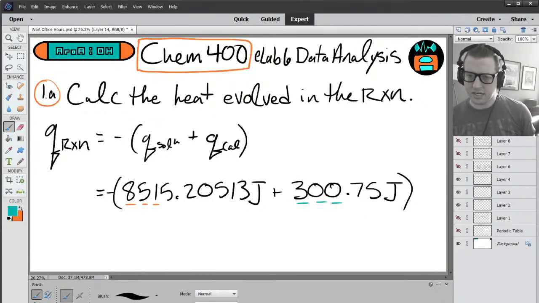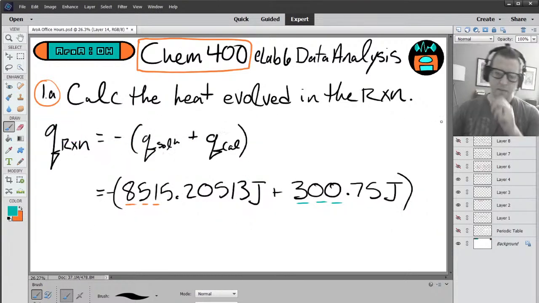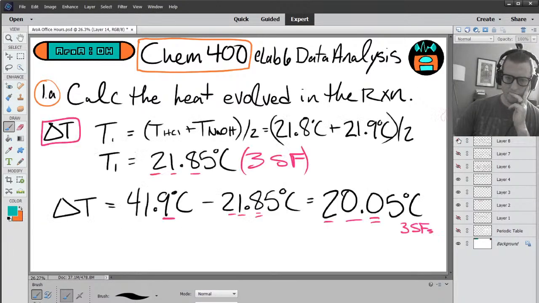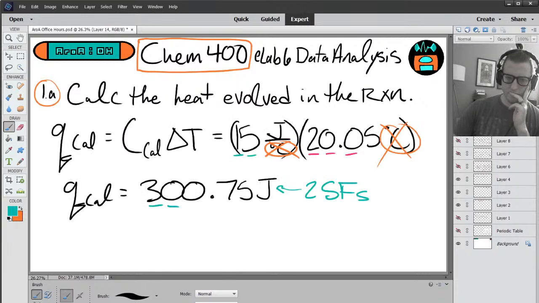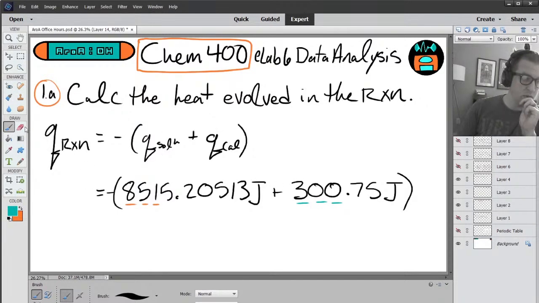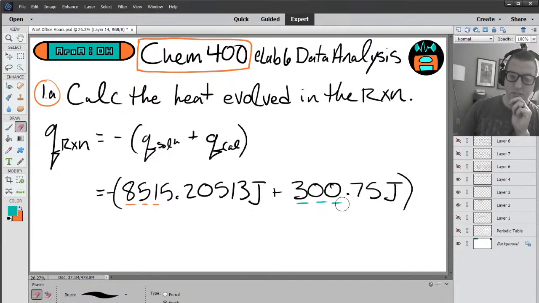Let me just make sure I got that down right. Yeah, okay. Wait, no, hang on. Oh, 2 sig figs in that number. I'm glad I checked. All right, so I wrote that down wrong. This number only has 2 significant digits. Okay. That's why we always double check.